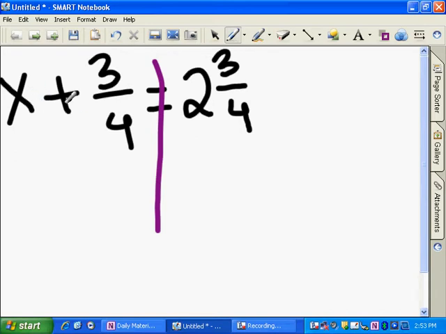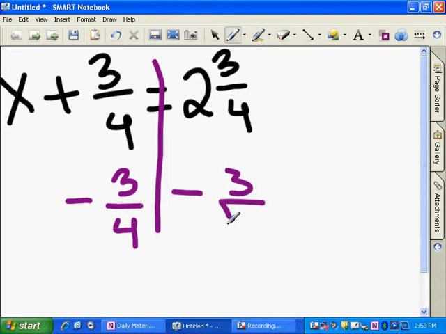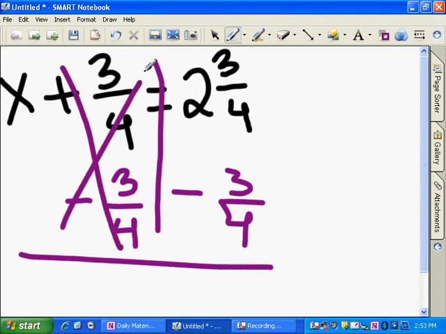So to do that, I need to get rid of the plus 3/4. To do that, I'm going to do the opposite operation, which is subtraction, and I'm going to subtract 3/4. But if I subtract 3/4 on the left, I need to subtract 3/4 on the right because we need to keep our equation balanced. When I do that, the plus 3/4 minus 3/4 cancels out, and I am left with x is equal to 2 3/4 minus 3/4.